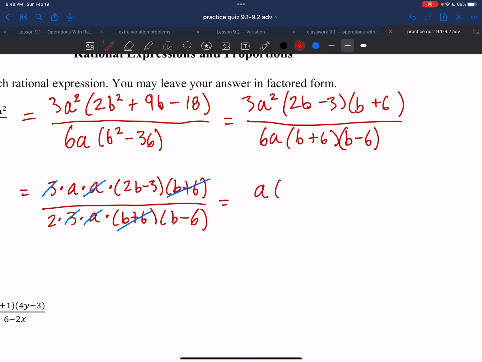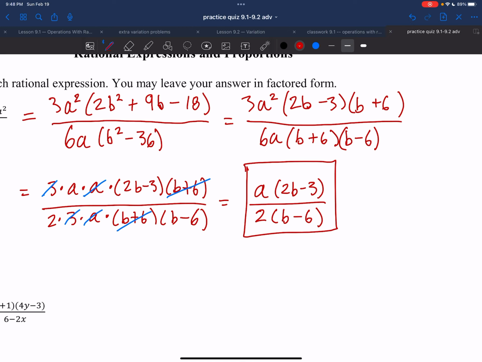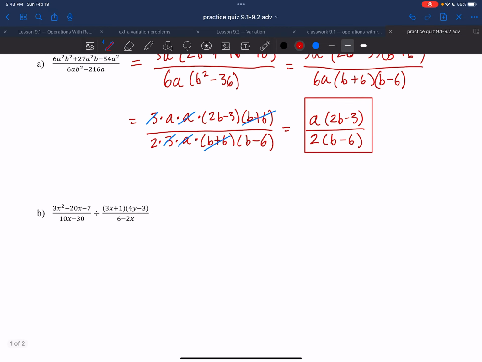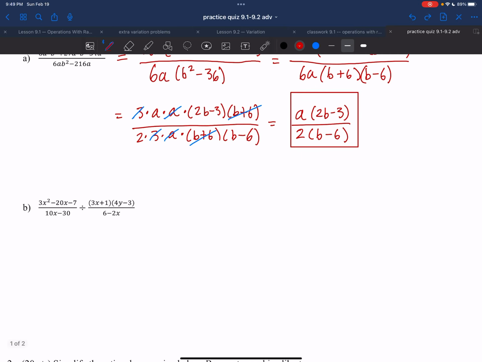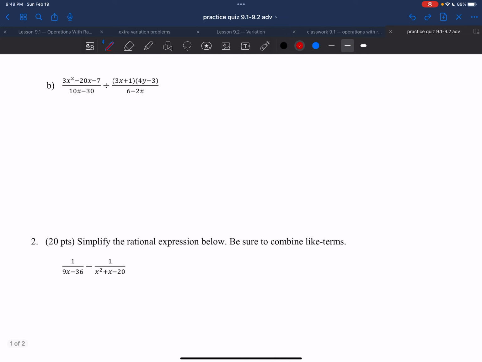So it's a times 2b minus 3 on top over 2 times b minus 6 on bottom. Those are fully factored, and you do not need to distribute them further. You can just leave it like that, okay? That's good. That's sufficient. Okay. That problem should not have actually taken that long if you were working it, okay? At least I'm hoping not. Because that factorization with a here, I talked about 3 different methods to do that, okay? So just pick a method you're comfortable with, pick a method you like.